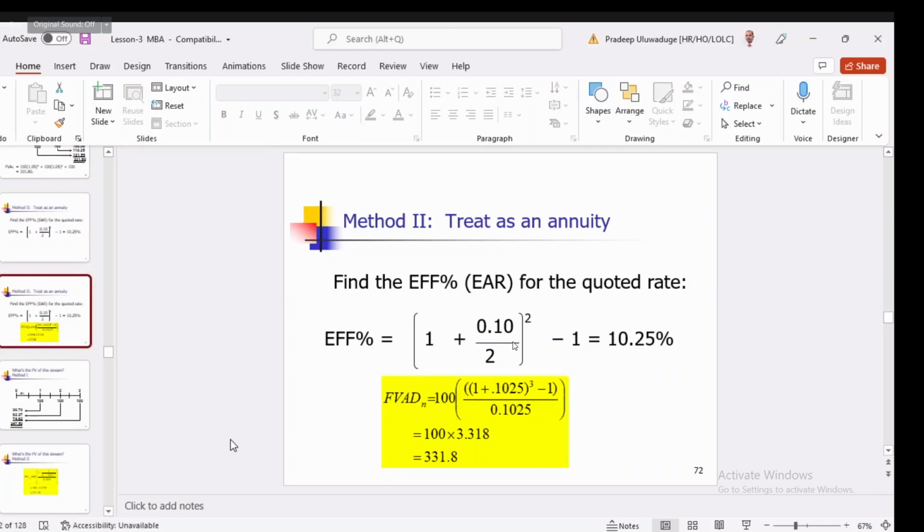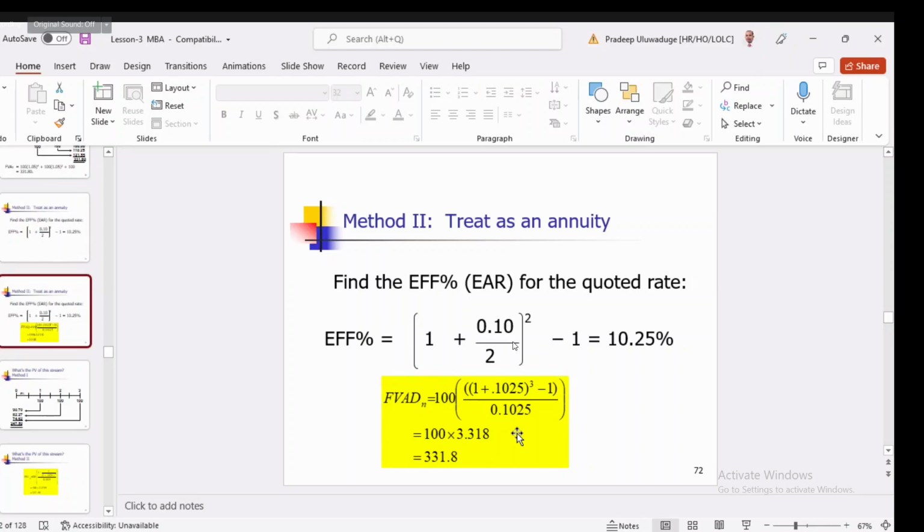So the future value of annuity formula. It's not the present value, because we are supposed to find the value at the end of the third year. So let's calculate it. 100 is the annuity.